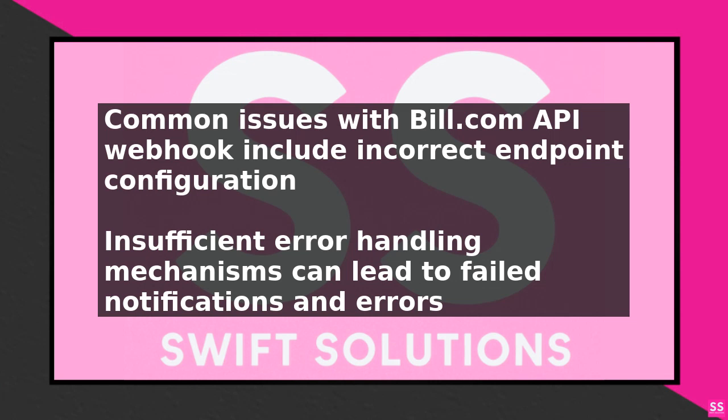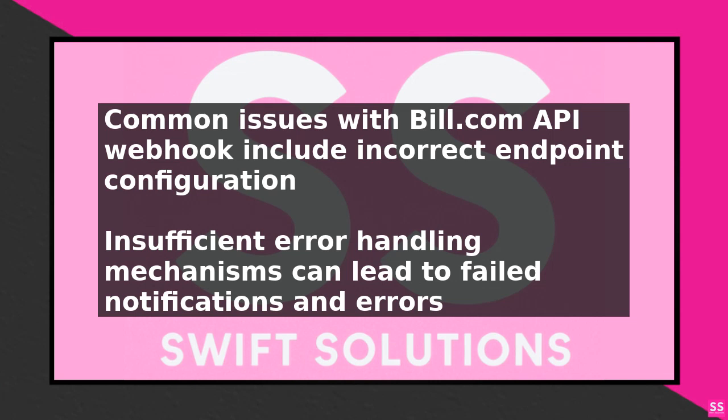Common issues with Bill.com API Webhook. One common issue with the Bill.com API Webhook is incorrect webhook endpoint configuration. This can result in the webhook not being able to send notifications to the intended recipient. To resolve this issue, ensure that the webhook endpoint URL is correctly configured and can receive HTTP requests.